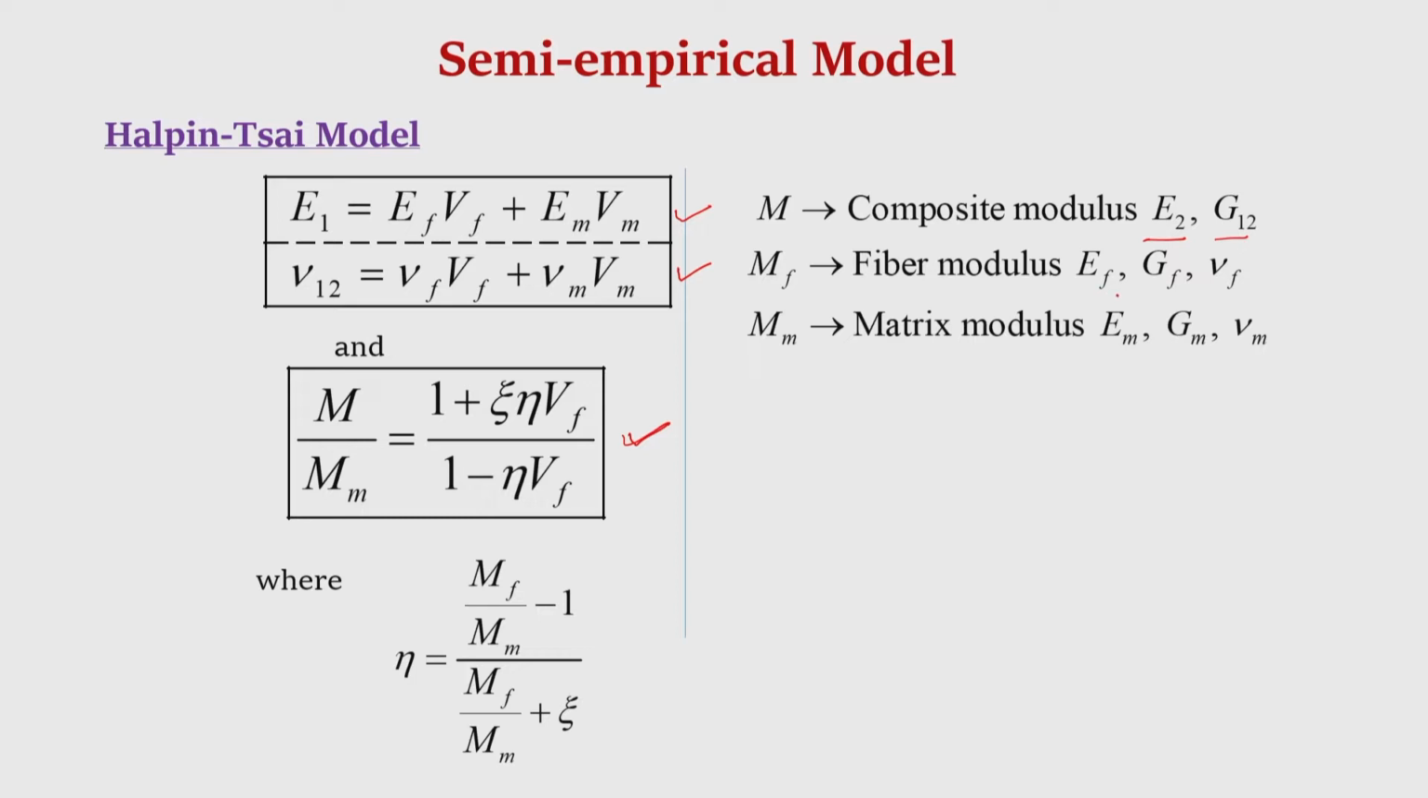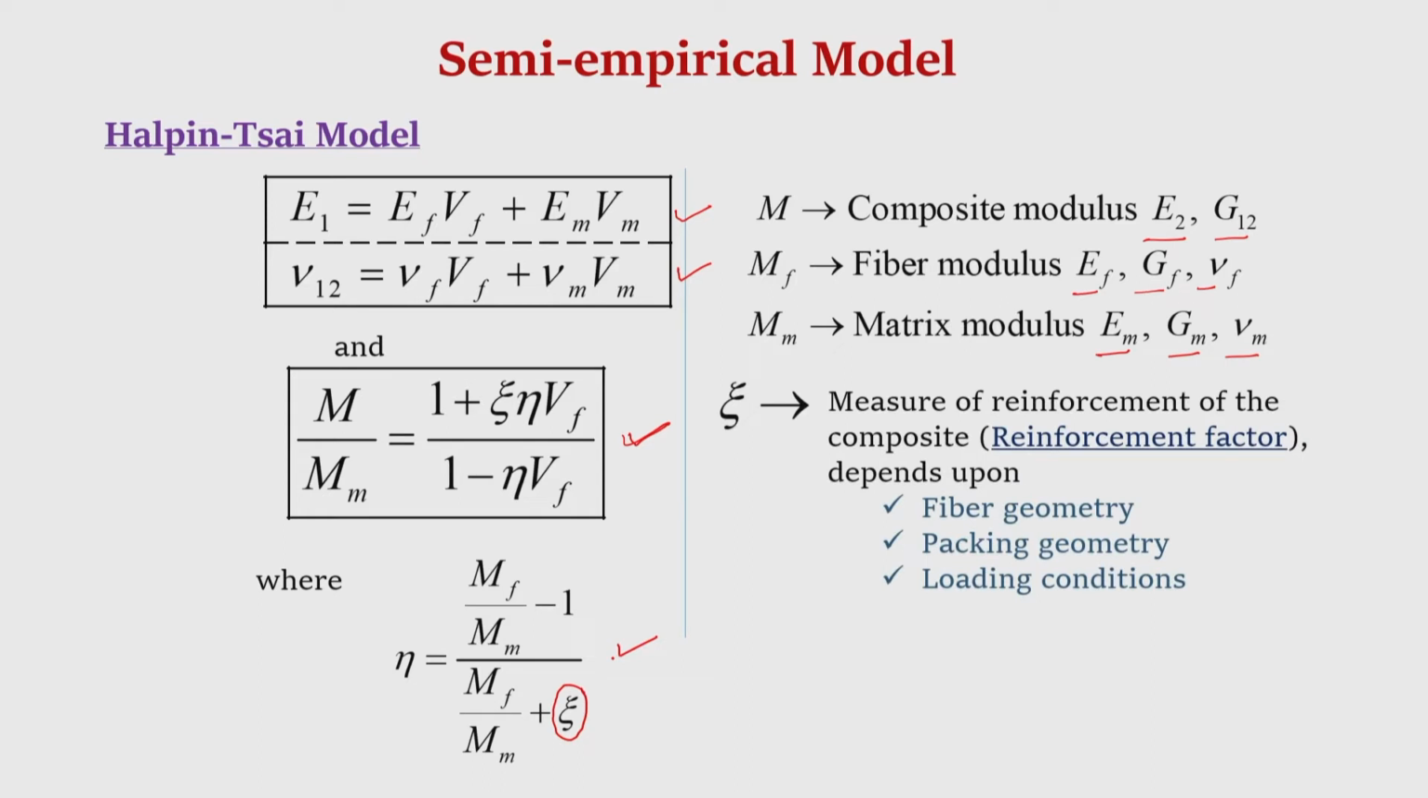Similarly, MF stands for the Young's modulus of the fiber or the shear modulus of the fiber or the Poisson's ratio of the fiber, and MM is the matrix modulus, that means the Young's modulus of the matrix or the shear modulus of the matrix or the Poisson's ratio of the matrix. And he has defined the term eta as this, where there is an expression zeta.